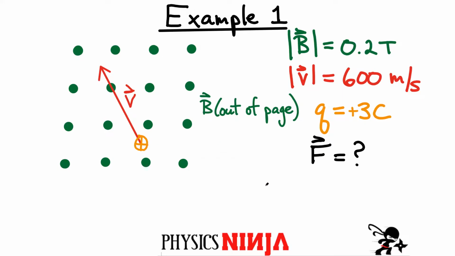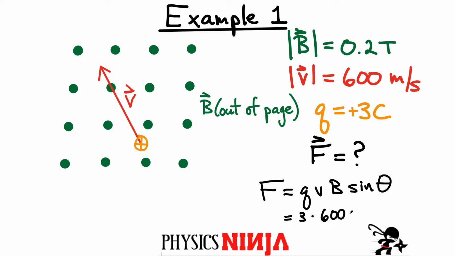Okay, so we're first going to find the magnitude. The magnitude is always kind of the easiest thing to do. And for this, all we need is QVB multiplied by sine of the angle theta. So I know the first three terms. I'm given the magnitudes of each of those terms. So this is 3 multiplied by 600 multiplied by 0.2. And now multiplied by sine of the angle theta.